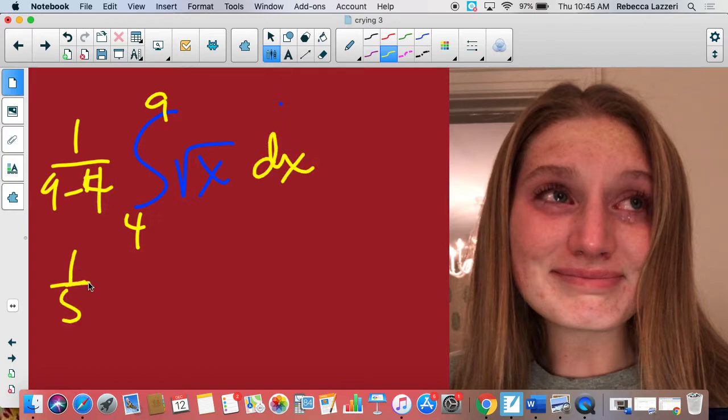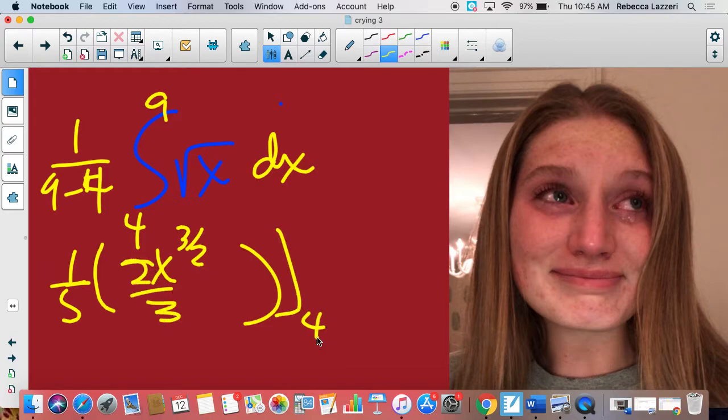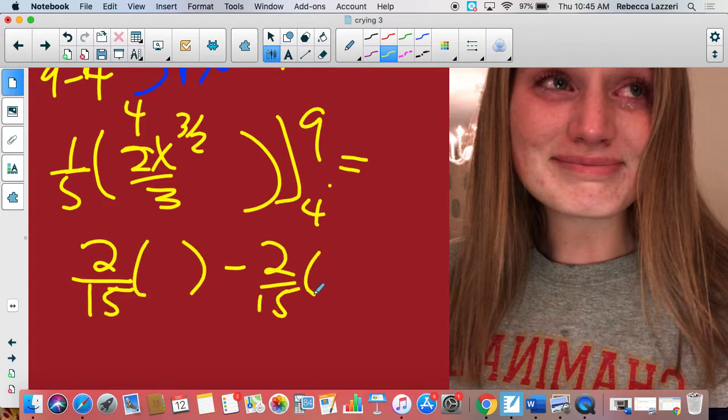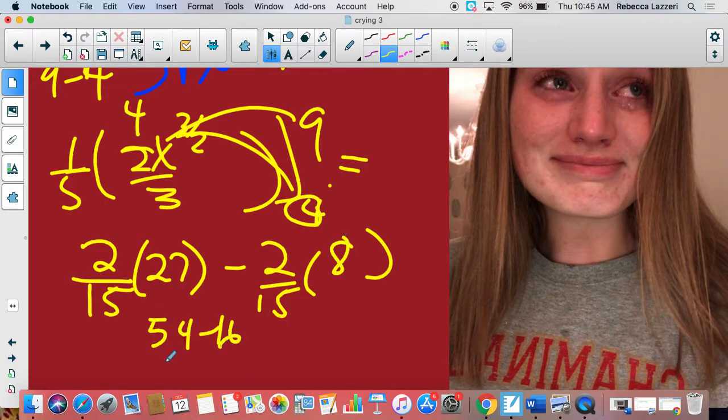So I get 1/5, and then I'm going to work this out. This is x to the 1/2, so that's x to the 3/2 times 2/3 from 4 to 9. All right, so I guess I go in and multiply the 2/15. Put in the 9. The square root of 9 is 3, cubed is 27. Put in the 4, and I believe that gives me 8. So this is 54 minus 16 over 15. 38. Thank you, 38 over 15.